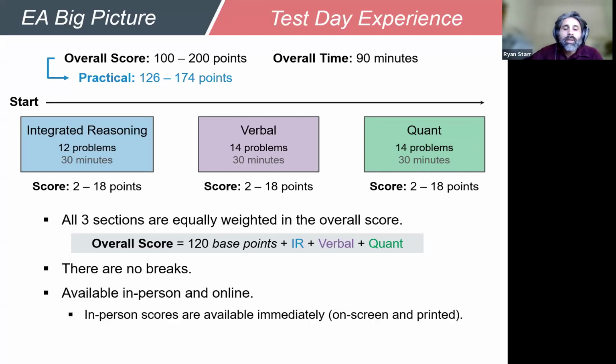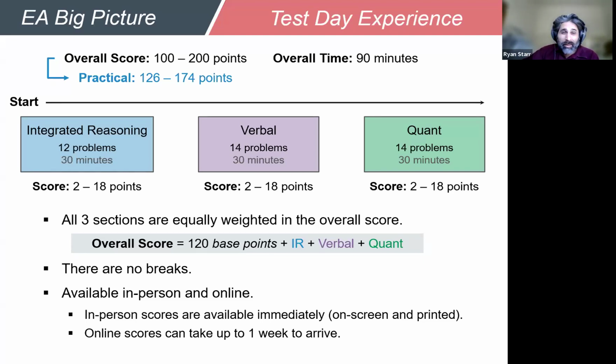No breaks, as we know, available in person and online. So what I was saying before is that if you take it in person, you get your score right away at the end of the section. However, if you take your exam online, at the end of the quant section you're going to have to wait a few days for the scores to arrive. They can take up to 1 week.